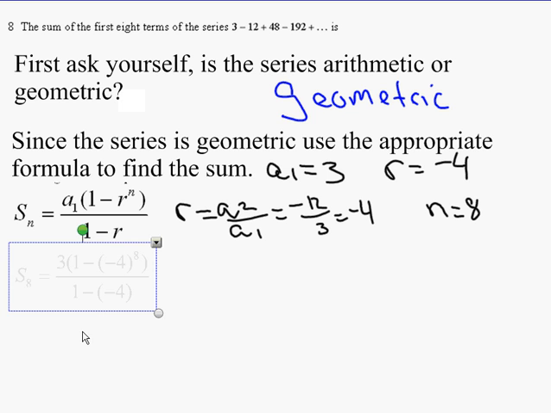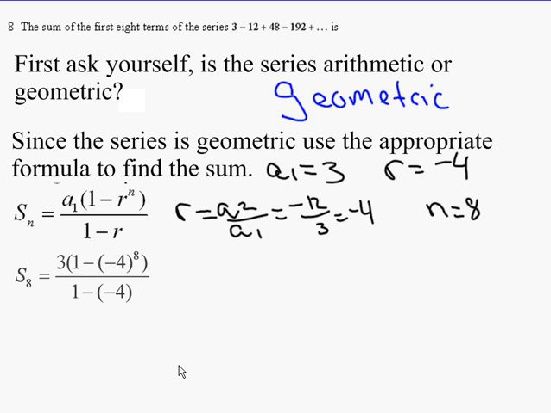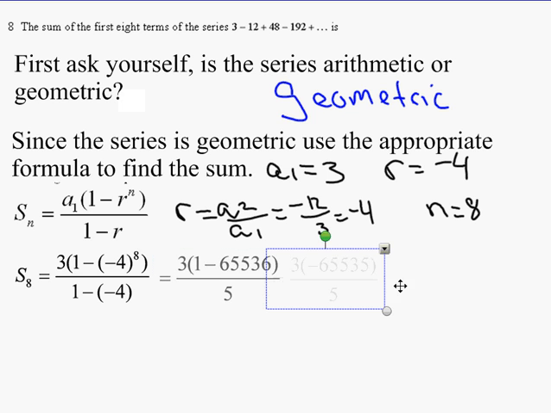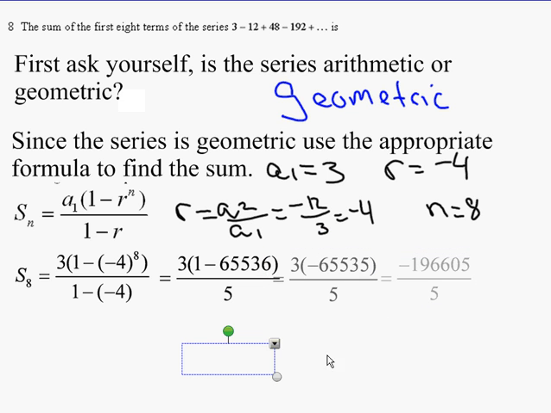So we substitute into our formula. So when you substitute, it should look like that. Then we just work it out. And this is what we get.